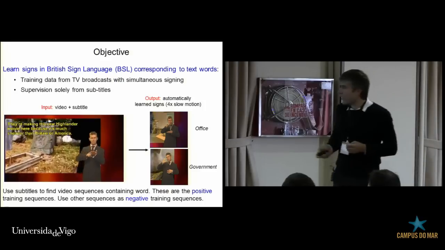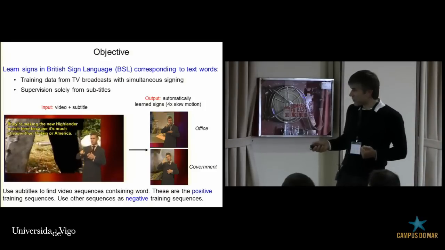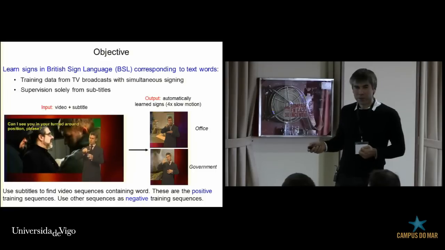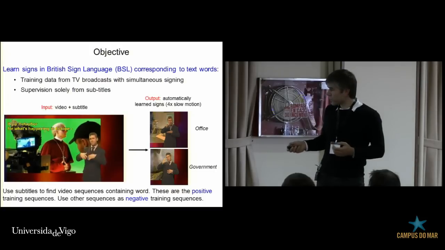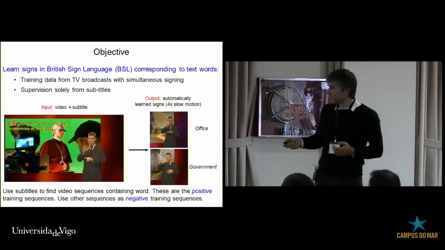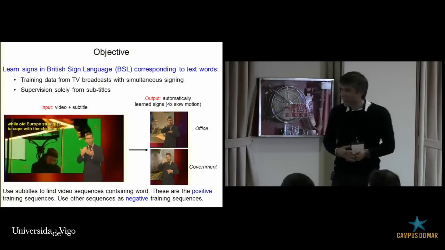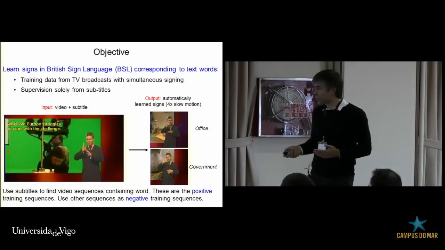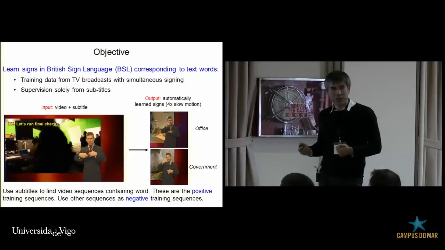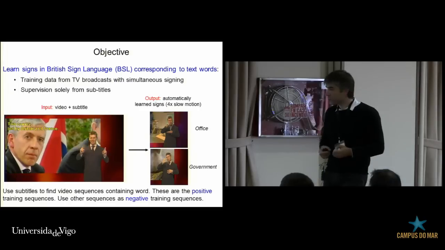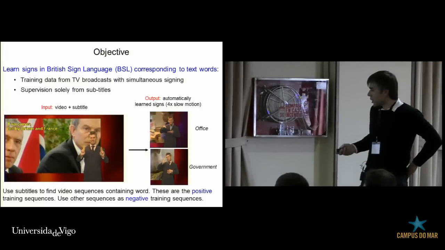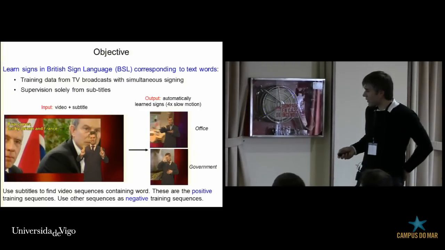What is the input? This is the video, and there are also subtitles, so basically there is an annotation provided. For each sign here, there are words. The goal is to automatically learn the sign language given this video and the subtitles. And this is the output of the system. For example, it has learned that this is an office sign, and this is a government sign.